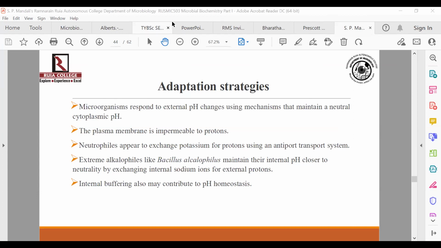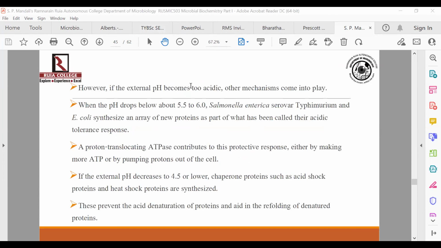Many a times, organisms also have components which act as buffering agents, which will resist any changes in the pH of the cell or of the cytoplasm, basically. But yes, if the external pH varies drastically, then the cells will have to adopt several other strategies. For example, if the external pH becomes too acidic, other mechanisms will come into play.